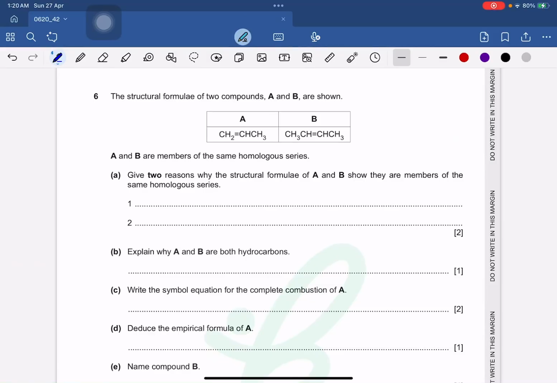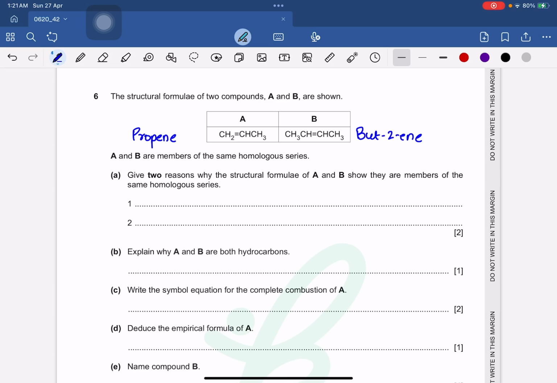Let us start with question number 6. The structural formulae of two compounds A and B are shown. So let us first name the compound A and B. I can see that A is a compound having 3 carbon and a double bond, so the name for this will be propene. B is a compound having 4 carbon and a double bond, which will be butene. But the double bond is on the second carbon, so specifically this will be but-2-ene.